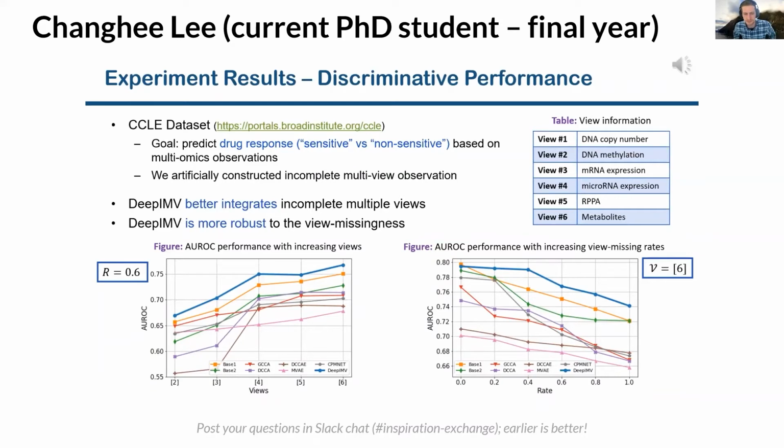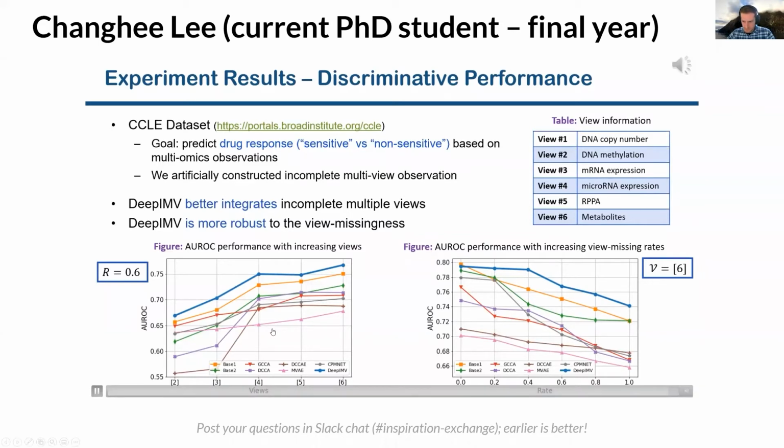First, how well our method benefits from incorporating more samples and more views. Second, how robust our method is to the rate of samples with missing views. The left figure shows that our method better integrates incomplete multi-view observations by providing better discriminative performance over the benchmarks. Also, the right figure shows that our method provides the most robust performance with different missing rates.